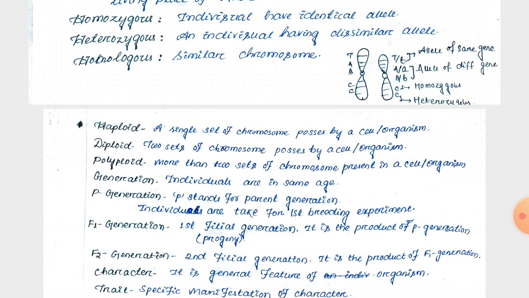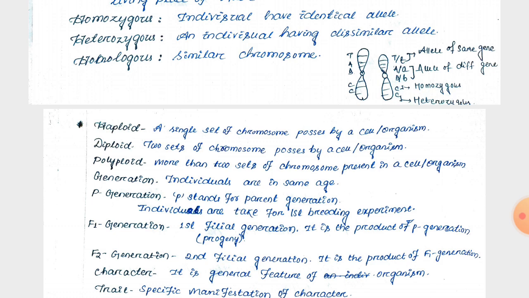Next is the heterozygote. Hetero meaning different, zygote meaning allele. So if an individual possesses different kinds of alleles or dissimilar alleles, they are called heterozygote, right? And it is clear that whether homozygous or heterozygous, the alleles are said to be at a common locus or a single locus.